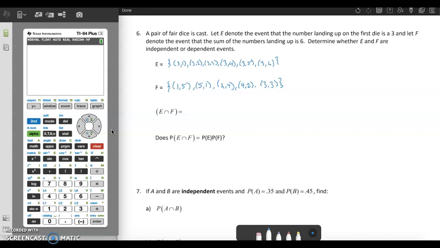So what's E intersect F? What do these two sets have in common? Looks like the only thing they have in common is the 3-3 element. Okay, so I know what these sets look like.